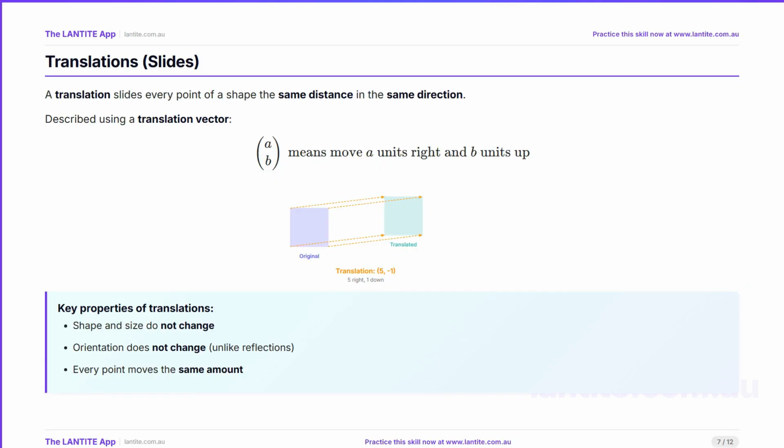A translation slides every point of a shape the same distance in the same direction. We describe translations using a vector, written as a column with two numbers. The top number tells you how far to move horizontally, with positive meaning right and negative meaning left. The bottom number tells you how far to move vertically, with positive meaning up and negative meaning down. Unlike reflections and rotations, a translation does not change the orientation of the shape at all. It simply slides the shape to a new position. The shape stays exactly the same, just in a different location.